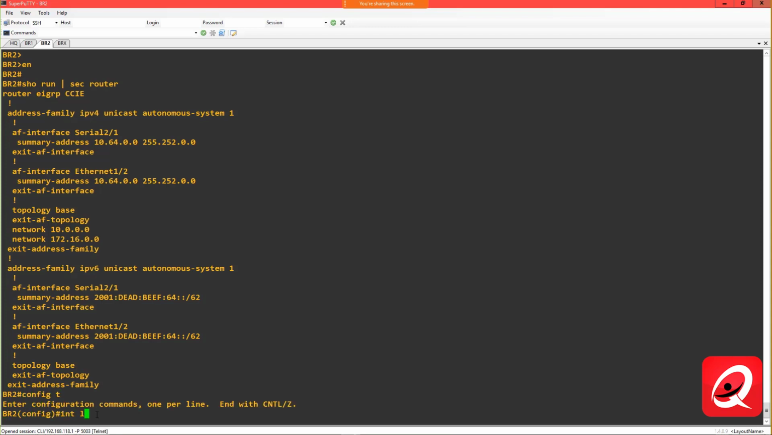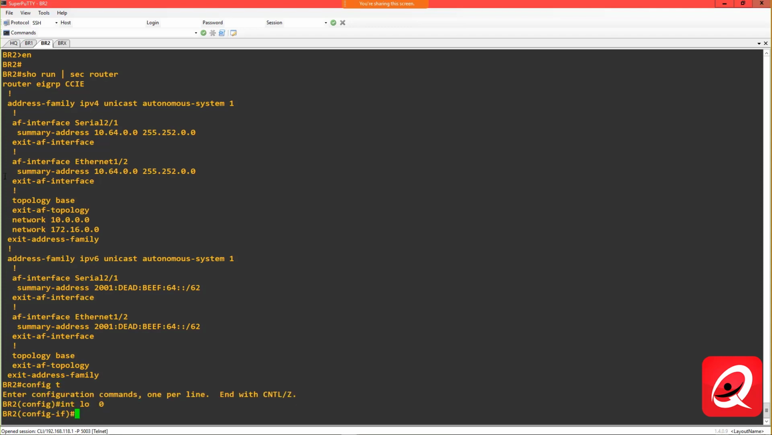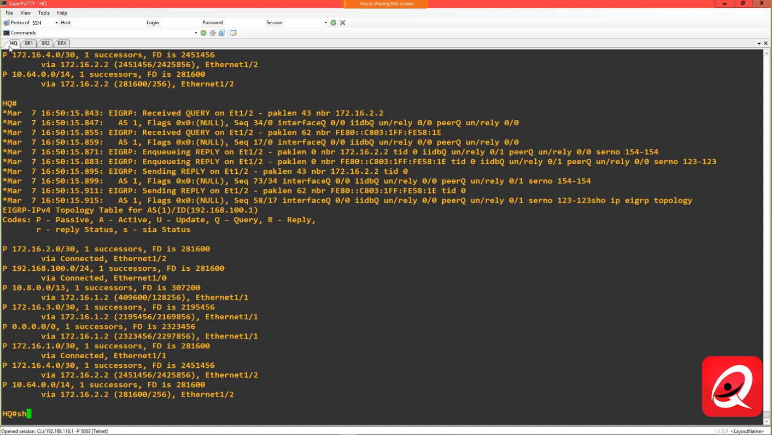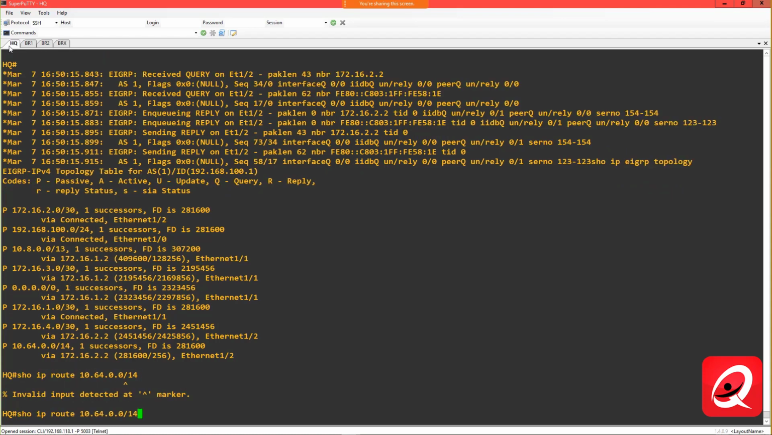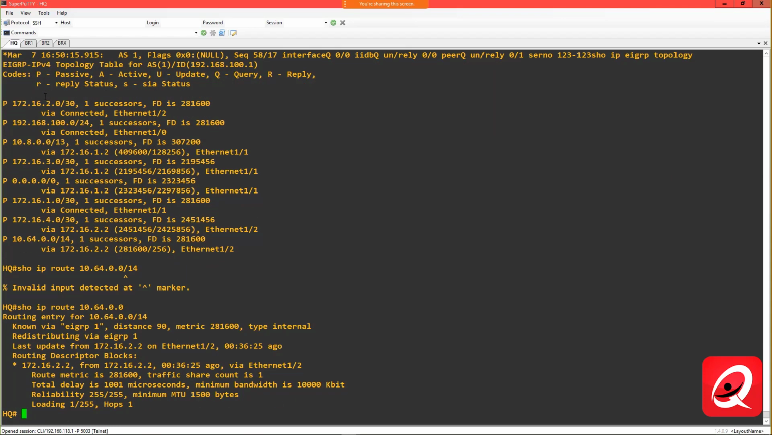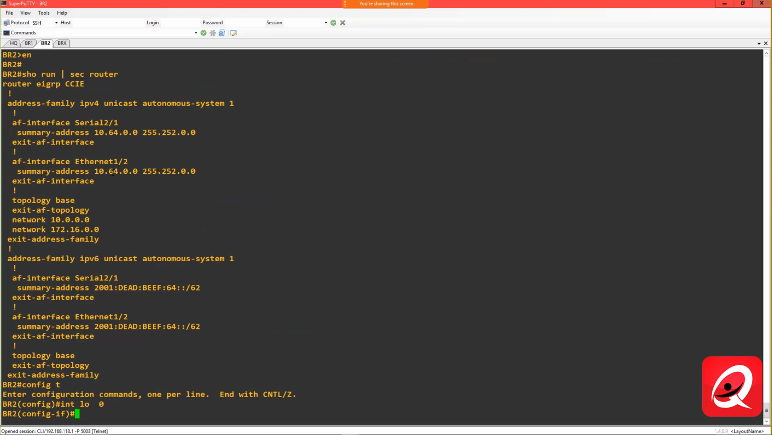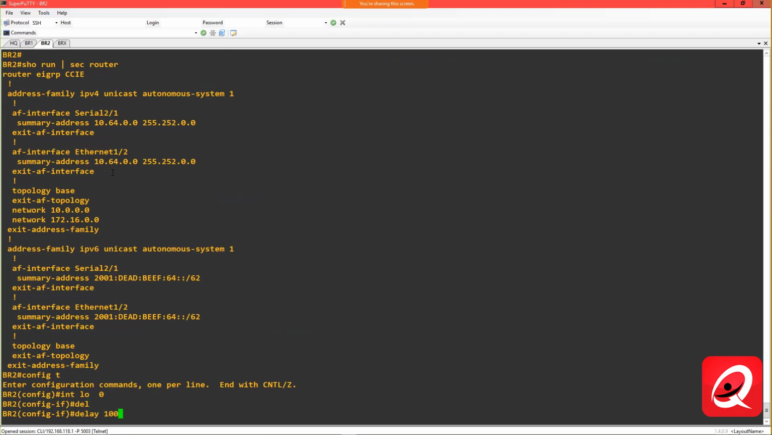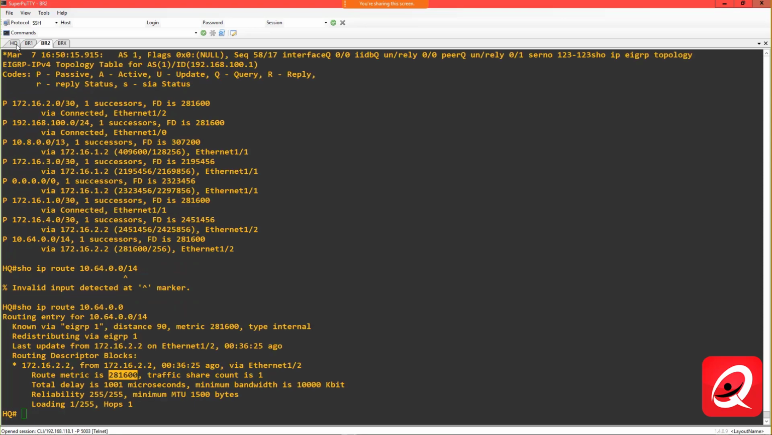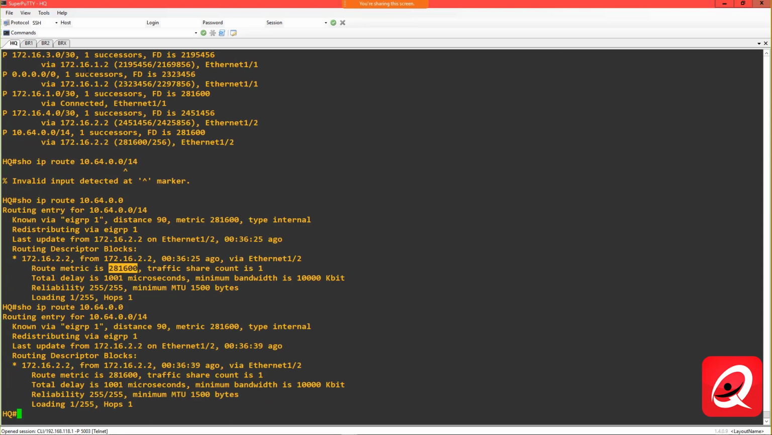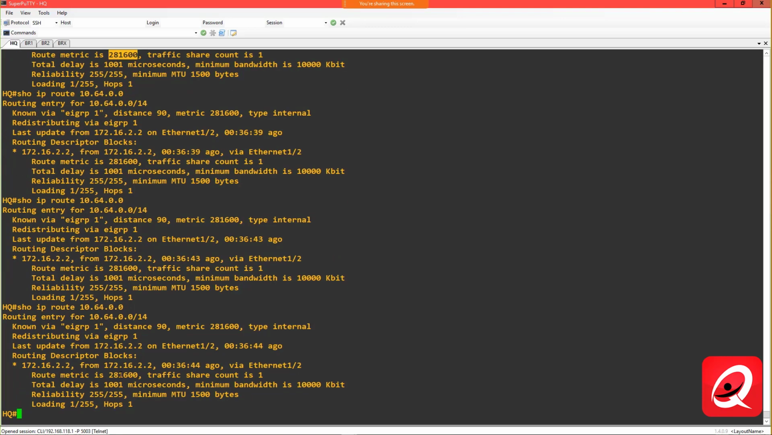And again, the metrics of the loopbacks would essentially affect the overall metric of that route. So for example, if I come into interface loopback 0, let's go back to HQ, show IP route 10.64.0.0/14. There we go, sorry. We can see that the metric for this route is 2816000. So if I go to BR2 and I set a delay here of 1,000 microseconds, we should see the metric go down for that particular path. And the metric is, let's see, that is our summary.